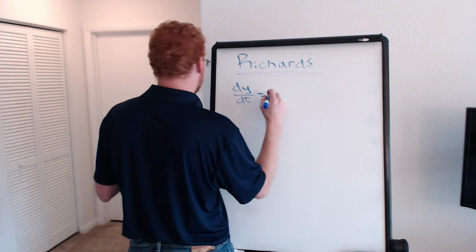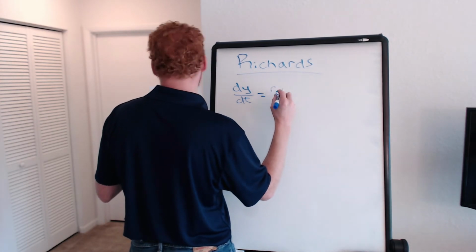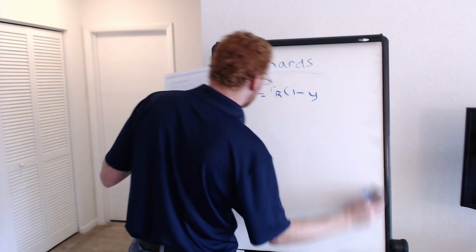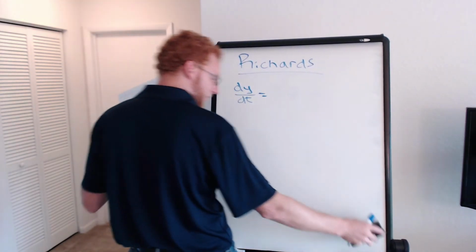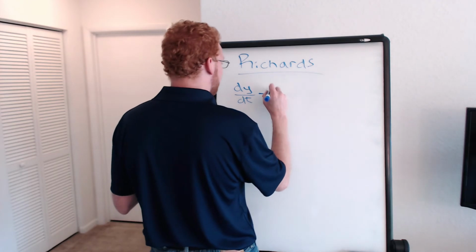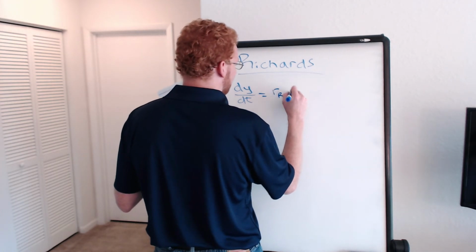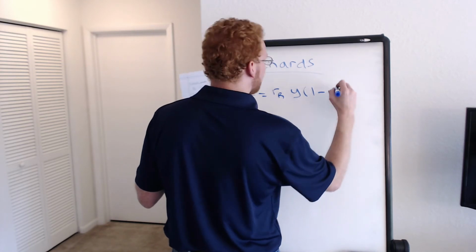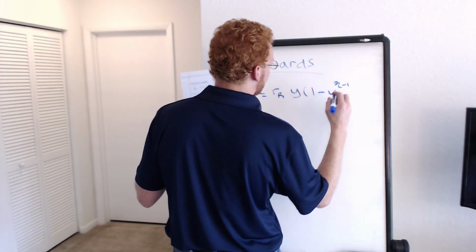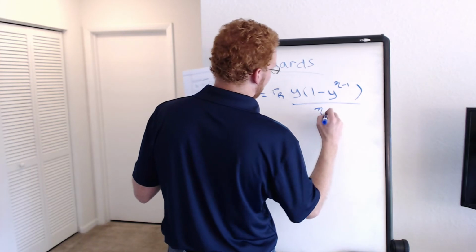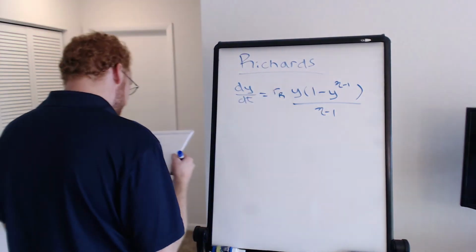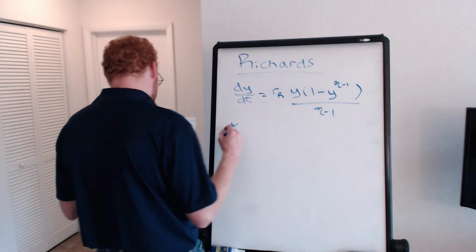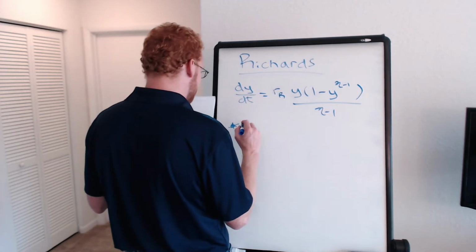dy/dt is equal to r sub r times 1 minus y. That's not right. I screwed that up. It is equal to r sub r times y times 1 minus y to the eta minus 1, over eta minus 1. And this can do non-symmetric dy/dt curves.